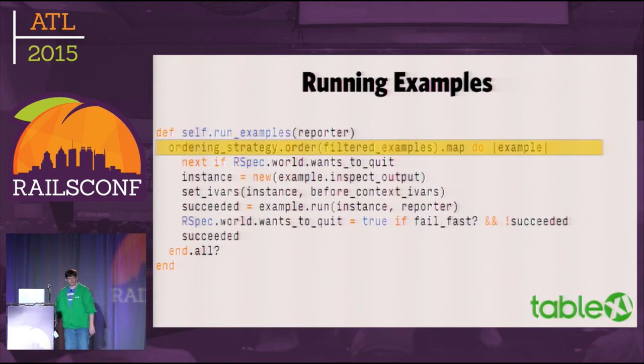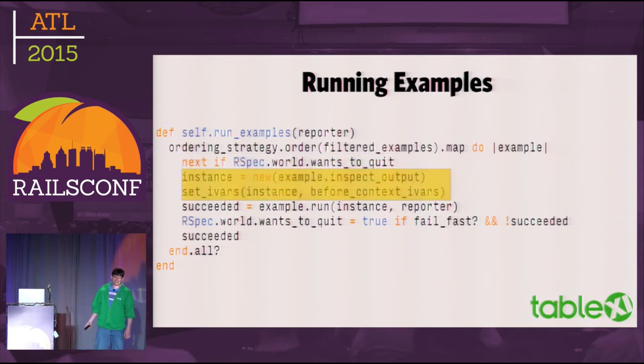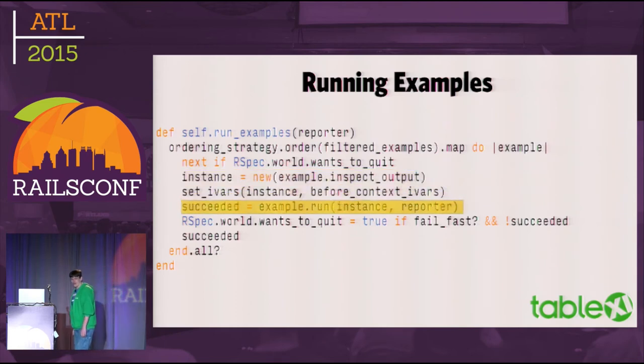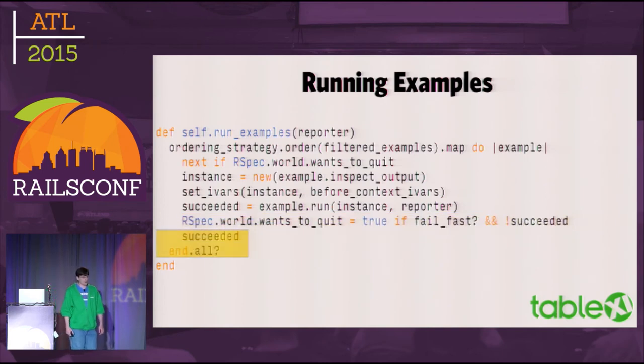And so first it bounces again if RSpec has decided it wants to quit. It creates a new instance of the example group for each test, sets any instance variable set, and then defers off to the actual example to run it. And if that example has failed and we're in fail fast mode, then RSpec tells itself that it wants to quit. And then it returns true or false if it has succeeded or failed, and uses the all method. The map will return a list of trues and falses, and the all method will return true if all of the individual examples are true.